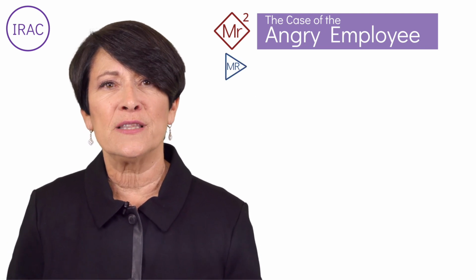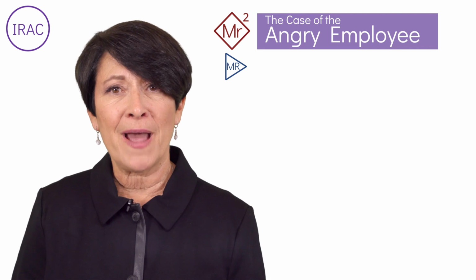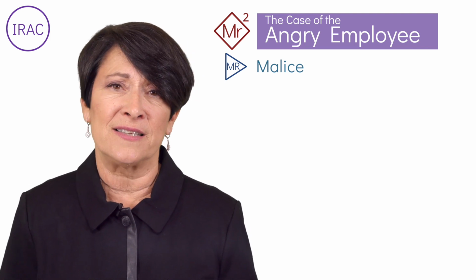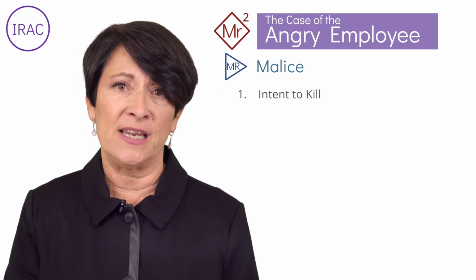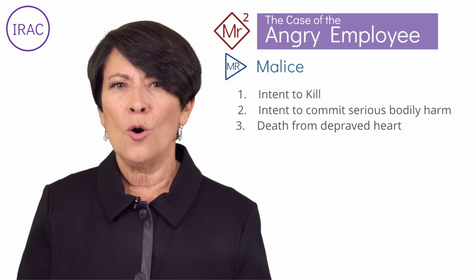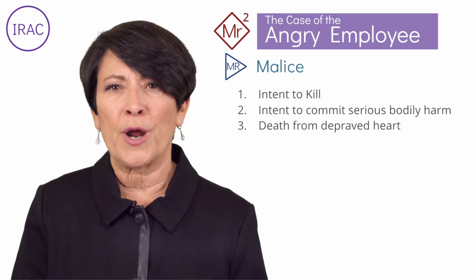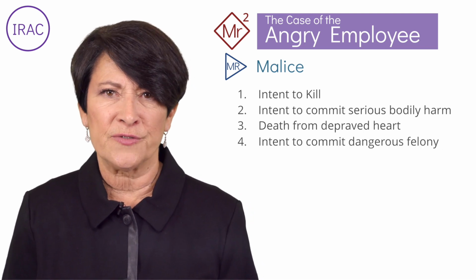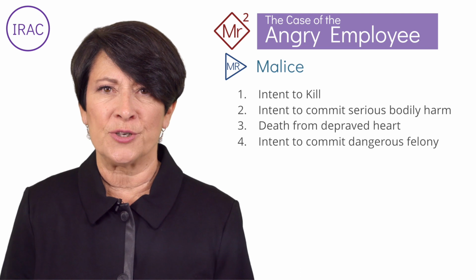The next element is the mens rea of murder 2, which is malice, a man-endangering state of mind. It can be met in one of 4 ways, and I'm going to say that in this exam answer. It can be met by the intent to kill, or the intent to commit serious bodily harm, or a death that results from depraved heart, or the intent to commit an inherently dangerous felony that's not listed in the Murder 1 statute.